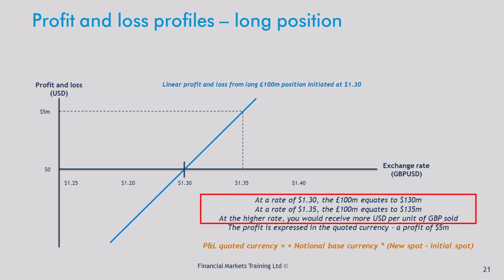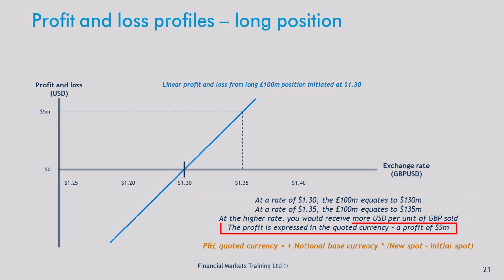Suppose that an investor owns £100 million at the current exchange rate of $1.30. This is a long position. At this rate, the sterling amount translates into 130 million US dollars. If the exchange rate moved to $1.35, that is, a sterling appreciation, the sterling sum would equate to a higher dollar value of 135 million.